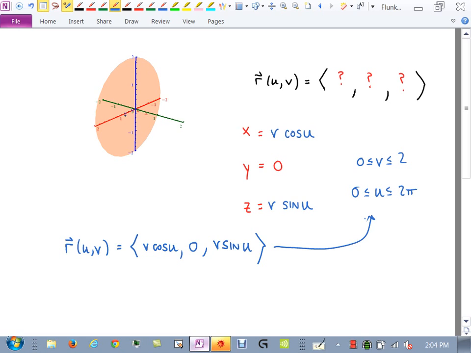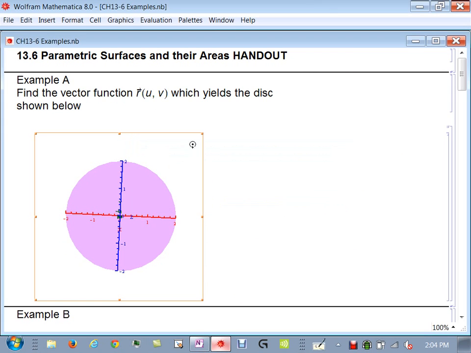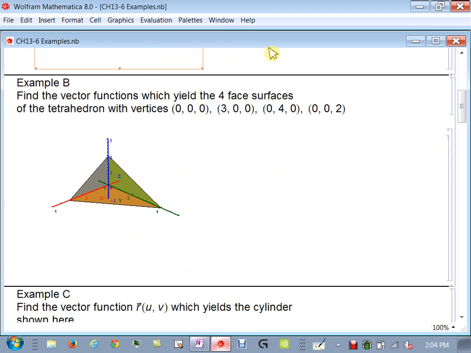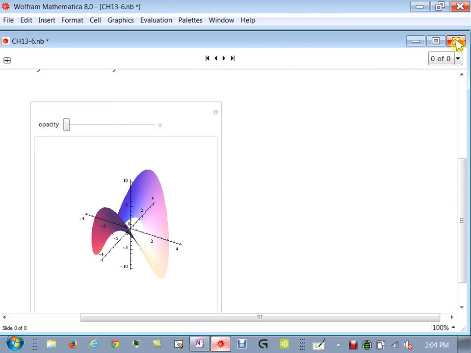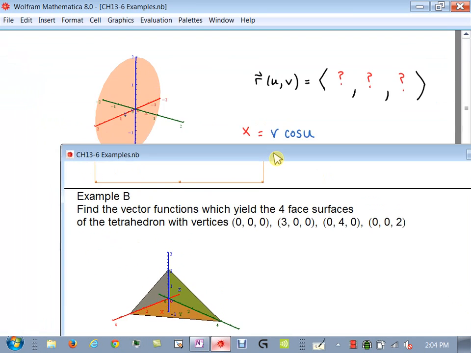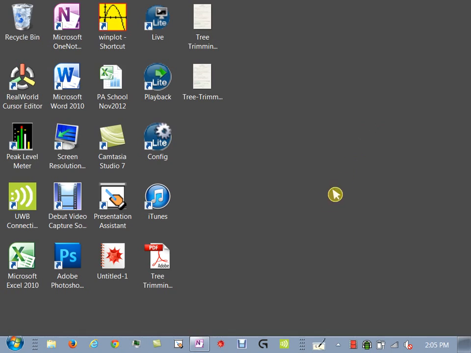All right, B is a little, well, B is going to take a while. You ready? I'm going to close this real quick. I think there's something running in the background here.